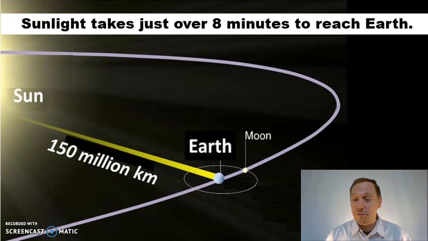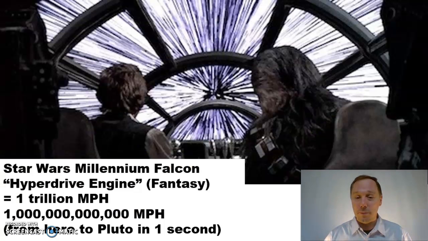I need to go faster than the speed of light. What am I going to do? Well, I'm going to have to go into the world of science fiction, right? Here we are in the Millennium Falcon, and we're using this fantasy thing called the hyperdrive engine, which would take you 1 trillion miles per hour from here to Pluto in 1 second. Of course, that doesn't exist, but still fun.